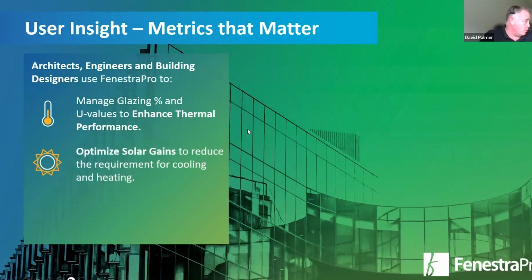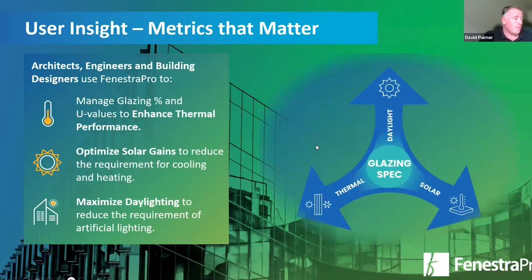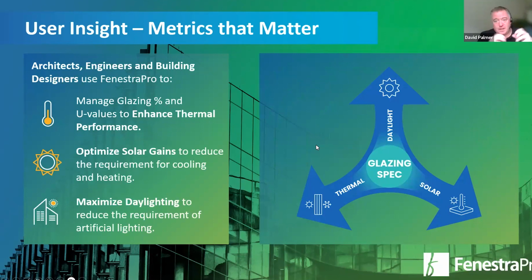Optimize solar gains to reduce your requirement for cooling and heating, as well as maximizing the daylighting to reduce the requirement of artificial lighting. And very often we see that these things work against each other. Where you have excessive, or let's say a lot of glazing, that's obviously a weaker thermal performance. So therefore the thermal performance of your glazing and your walls, your roof and your floor has to compensate to try and improve that overall thermal performance.